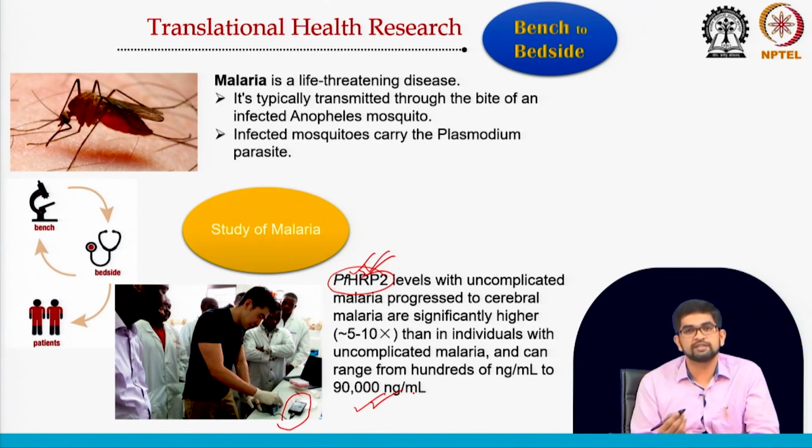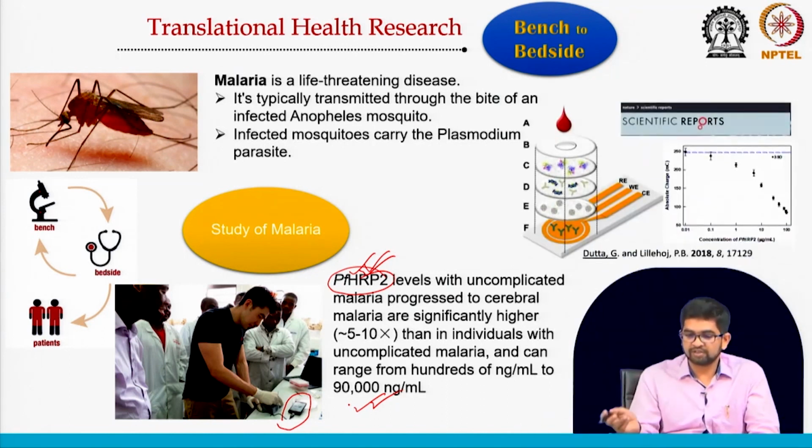So, our sensor failed because it became saturated, it cannot detect very high concentrations. It can detect very low concentrations, but not very high concentrations, and in the case of uncomplicated malaria, this concentration is very high. So then, how can we use the sensor? It is really a problem. That problem we found when we went for the field testing.